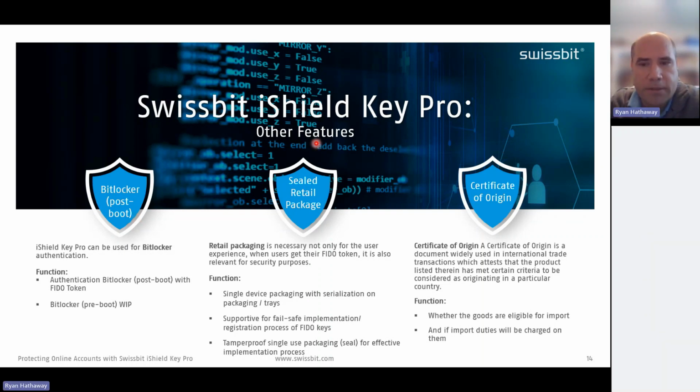We are able to provide things like sealed retail packages. This is very useful if you're deploying to, for example, remote employees. You want to make sure that when the key is delivered, it hasn't been changed or altered. We can have it sealed and serialized, and the certificate of origin, like all our security products, it's a made in Germany product.